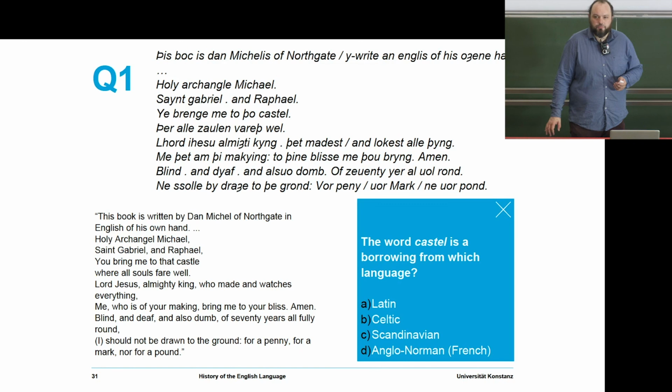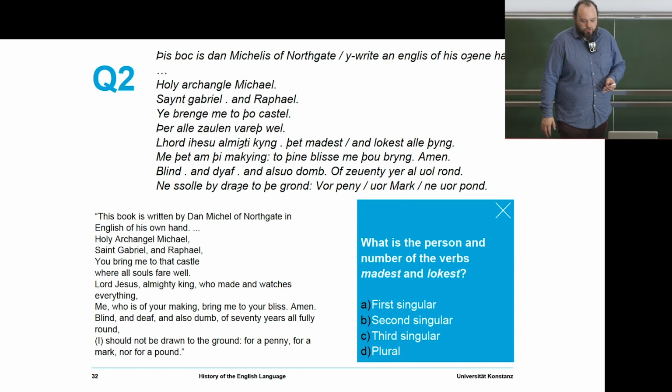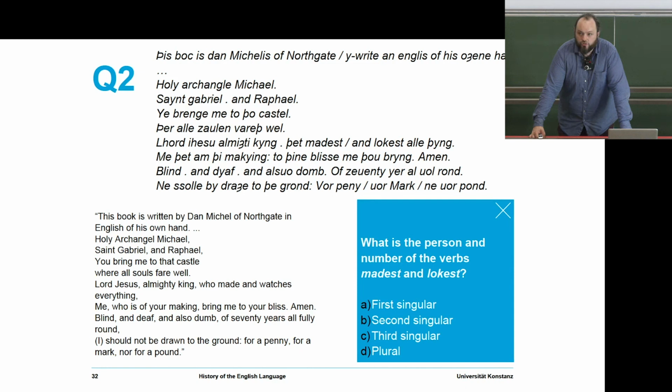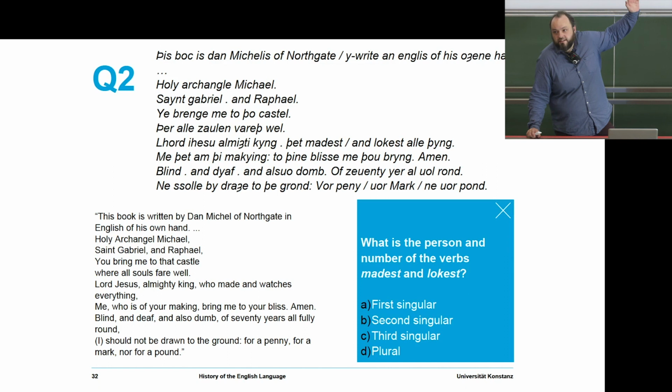Like this one. So this is question two. What's the person and number of the verbs maddest and locust? Like I say, in the exam, you will get the Old English paradigms, but you might already recognize this ending simply by your inherent knowledge of German, if you have such a thing. Yes. Second person singular, yes.